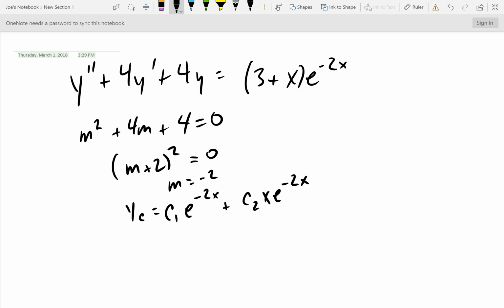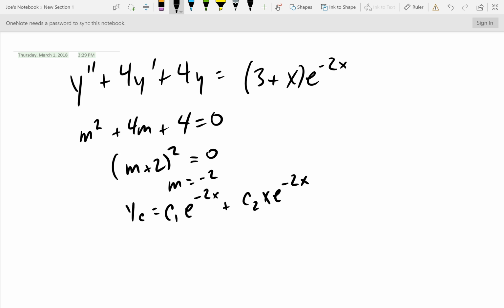Now, when using our method of undetermined coefficients, this is where we have to look at the right-hand side of the equation, make an educated guess as to what the form of the particular solution must be, and then make any necessary adjustments based on the form of the solution to the associated homogeneous equation. So looking at the right-hand side of the equation, if we were to distribute that out, we would see a 3 e to the -2x and an x e to the -2x.